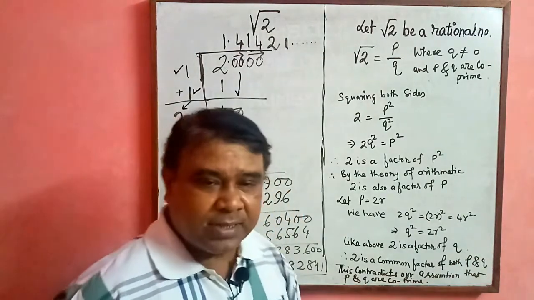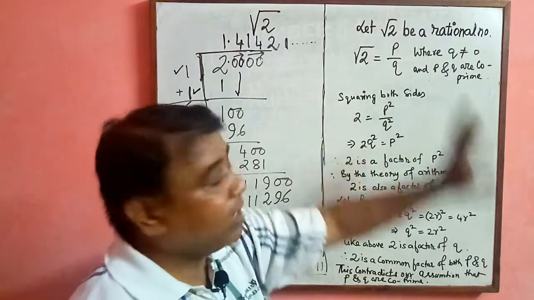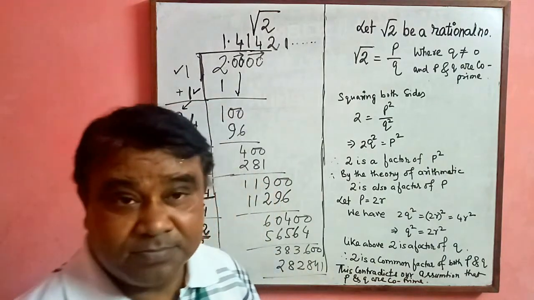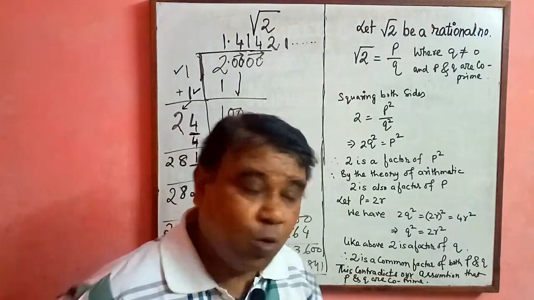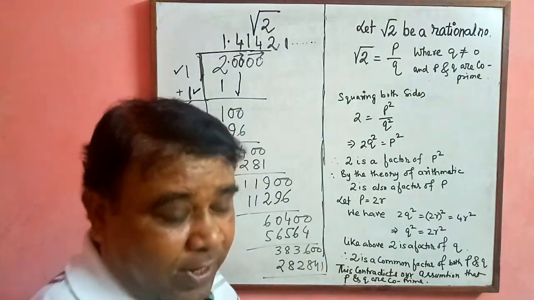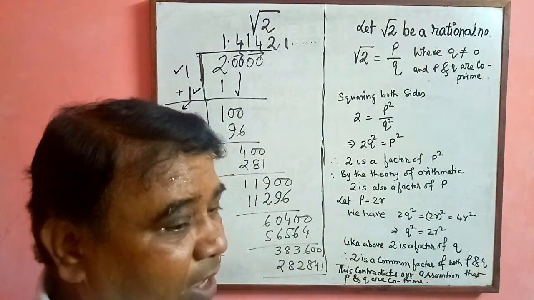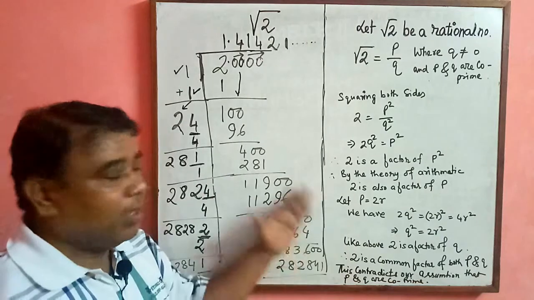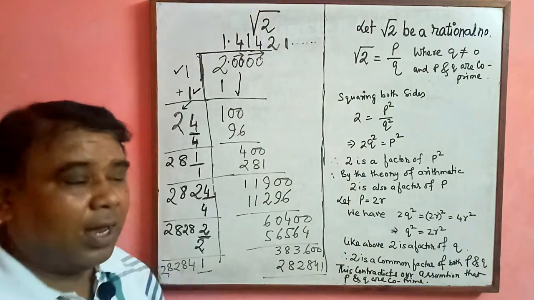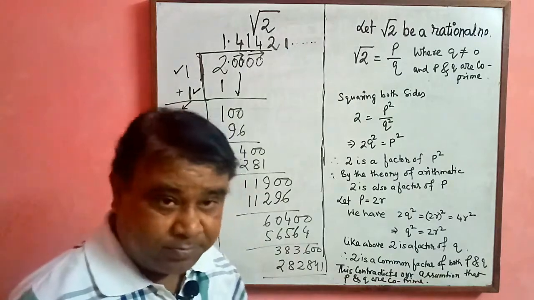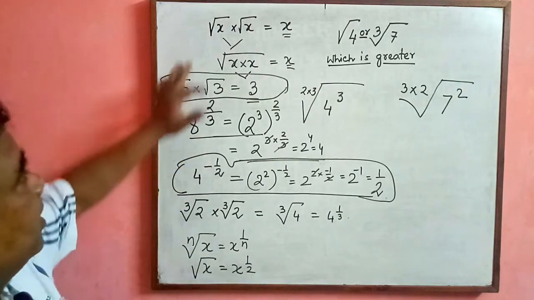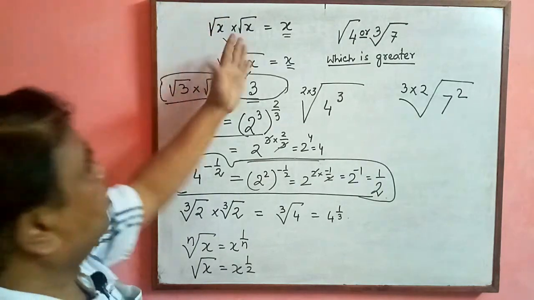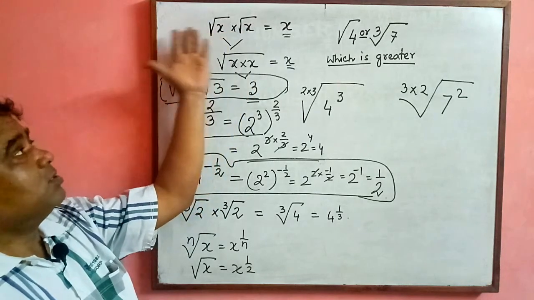So 2 is a common factor of both P and Q. This contradicts our assumption that P and Q are co-prime. We have already considered P and Q are co-prime, that means they do not have any common factor besides 1. So root 2 is irrational. This way we have proved it, and this is the way we can prove how a number could be an irrational one.